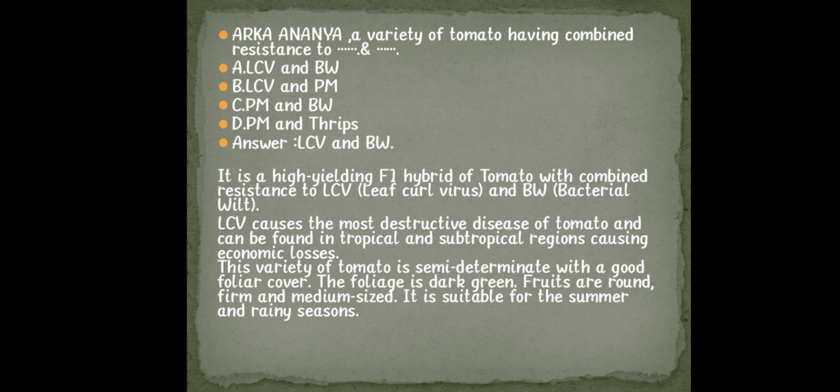So this Arka Ananya variety of tomato has combined resistance to both diseases, leaf curl virus and bacterial wilt. LCV causes the most destructive disease of tomato and can be found in tropical and subtropical regions, causing economic loss.